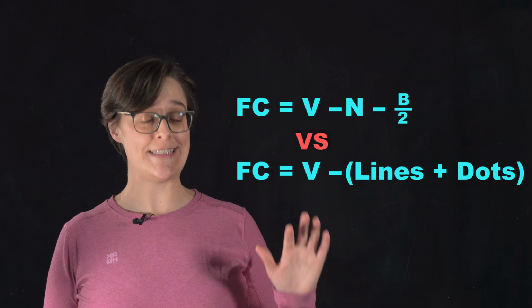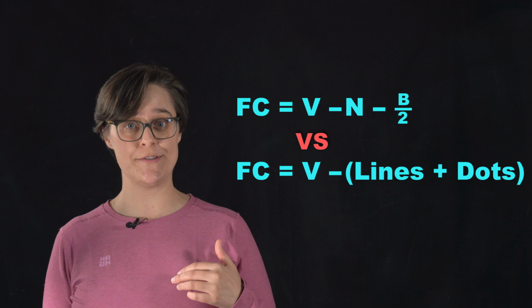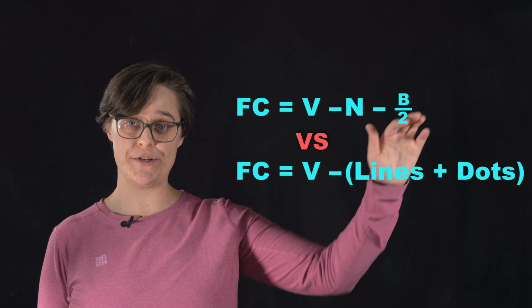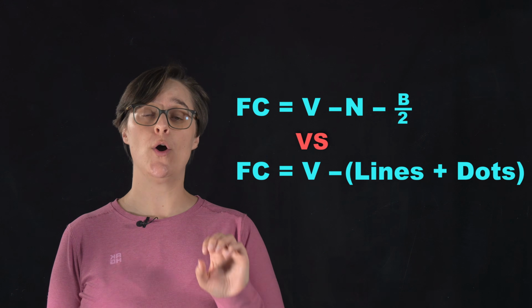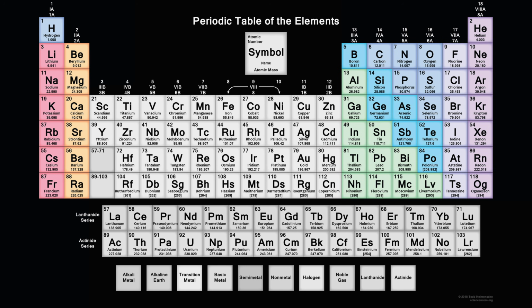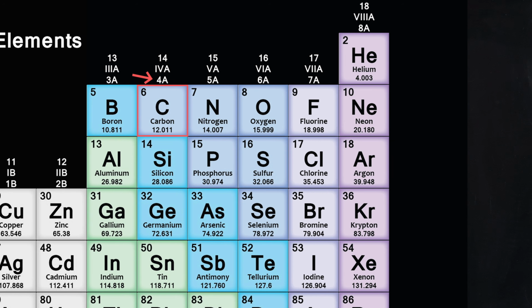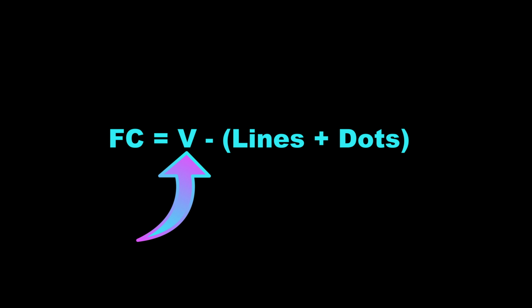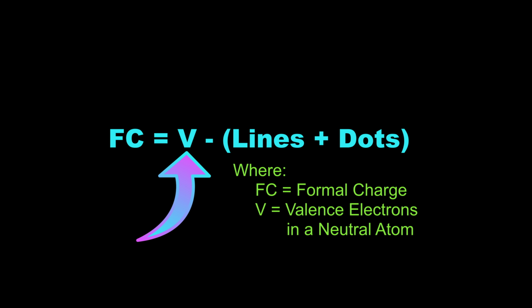These equations say the same thing, but mine is faster. And just like the equation in your book, my equation only works on the S and P block elements. Carbon is in group 4A, nitrogen is in 5A, oxygen is in 6A. Those numbers are also the number of valence electrons that each of these elements own as neutral atoms.